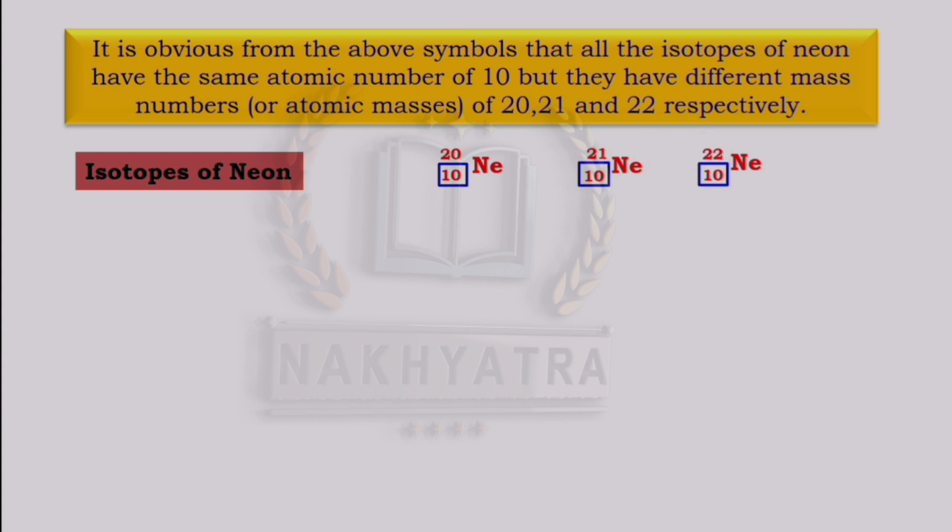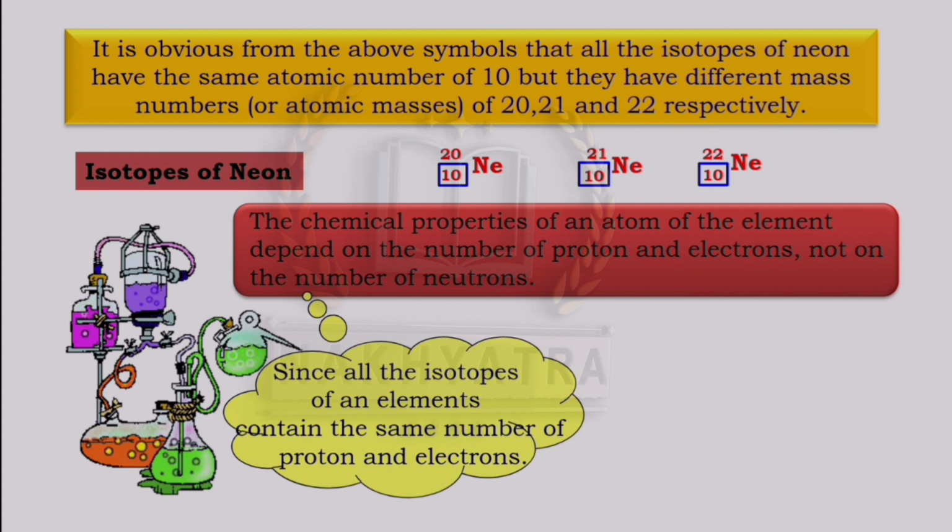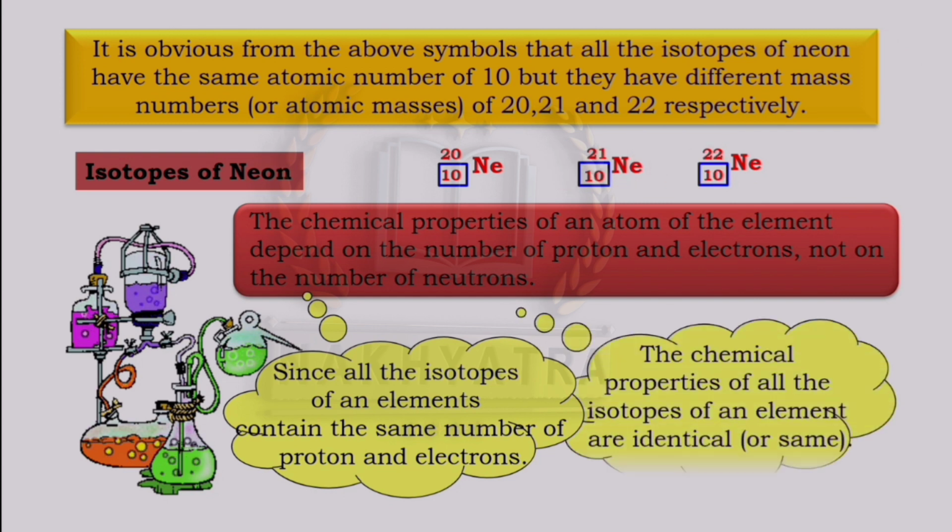The chemical properties of an atom of the element depend on the number of protons and electrons, not on the number of neutrons. Since all the isotopes of an element contain the same number of protons and electrons, the chemical properties of all the isotopes of an element are identical or the same.